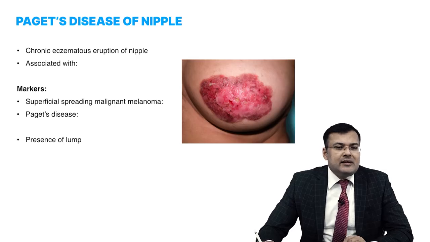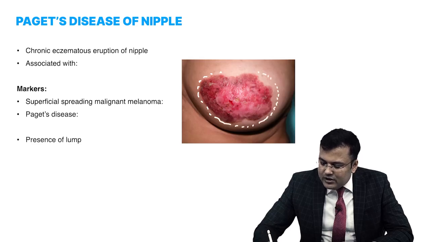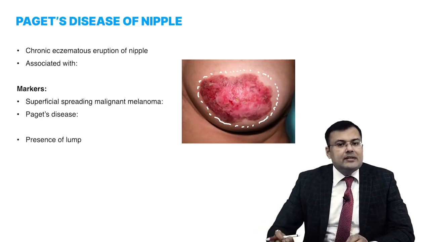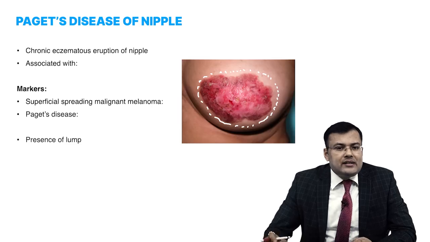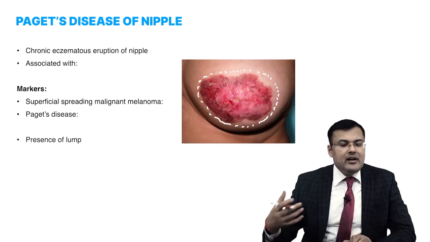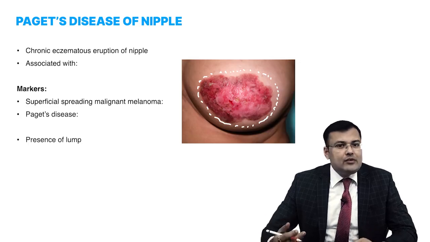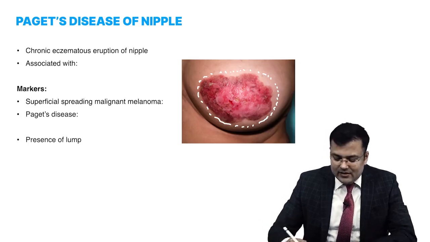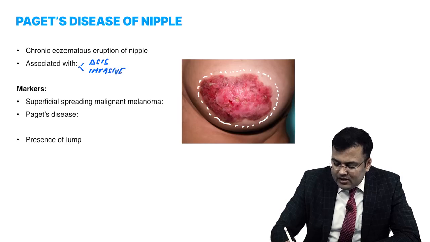Now see this image and tell me the diagnosis. You can see that there is chronic eczematous eruption around the nipple, and the nipple is almost destroyed. So this is Paget's disease of the nipple. What is the big problem with Paget's disease? It is having underlying malignancy. Sometimes ductal carcinoma in situ, sometimes invasive ductal cancer. So it is associated with DCIS, or sometimes there is invasive ductal cancer.